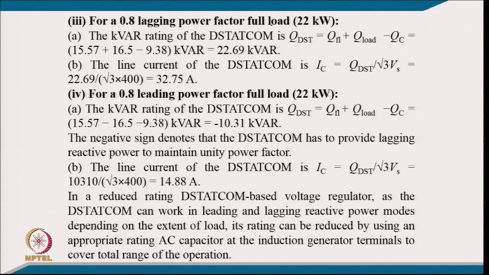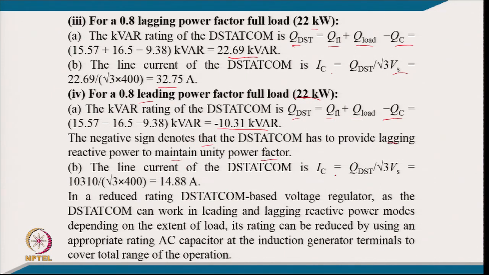For a 0.8 lagging power factor load of 22 kilowatt, the kVAr rating of QST is QFL plus QL minus QC. Putting in the values, it comes to 22.69 kVAr, and the corresponding line current comes to 32.75 amperes. For a 0.8 leading power factor full load of 22 kilowatt, the kVAr rating QST is again QFL plus QL minus QC. Putting in the values, it comes to minus 10.31 kVAr, and the negative sign denotes that the D-STATCOM has to provide lagging reactive power to maintain unity power factor.